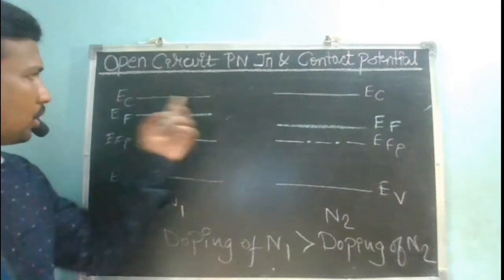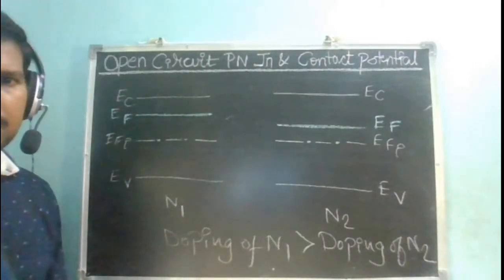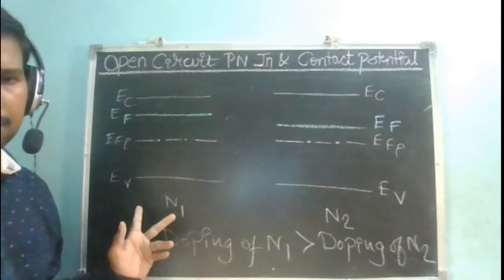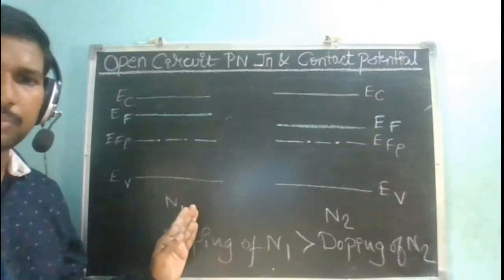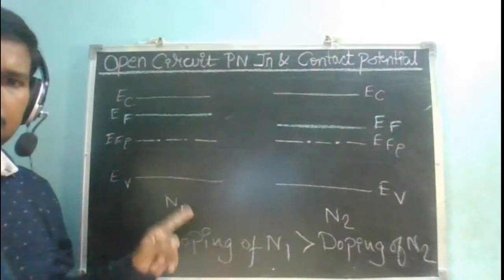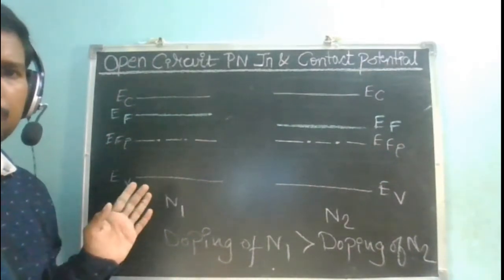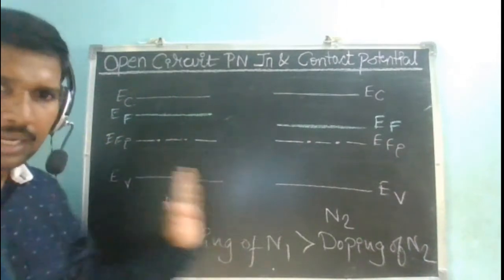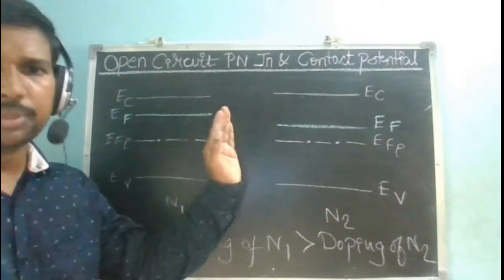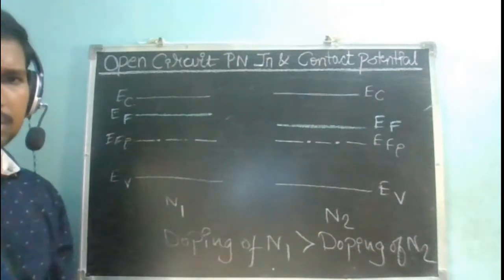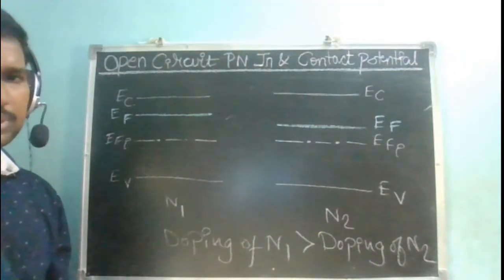For representing internal electric field, your slope of EC has to be finite instead of 0. But here you have shown your slope of EC, EV and EFI as 0. So that means no internal electric field, and no external electric field you have applied. So that means uniform doping. So N1 is an n-type semiconductor with uniform doping. You have understood what I mean by uniform doping: along the entire length of your semiconductor, at all the places, at all the distances, you have added the same number of dopants.